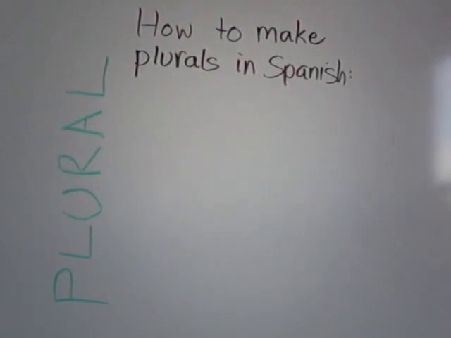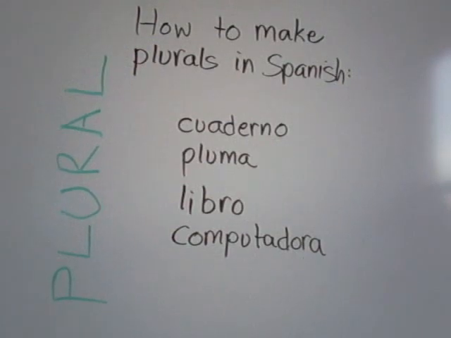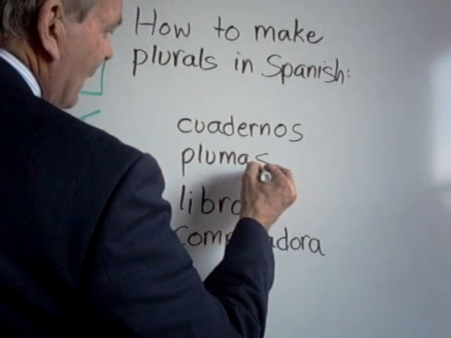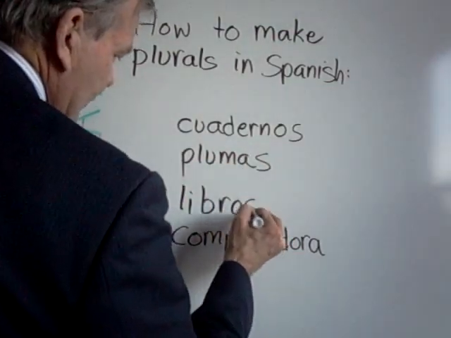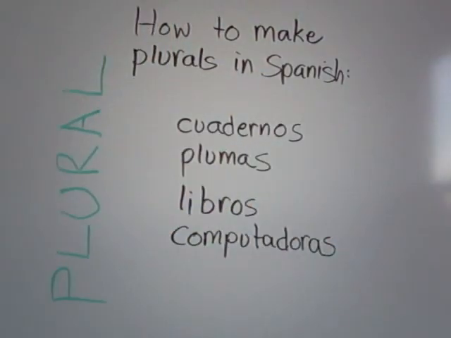Making things plural in Spanish is really easy. Oh, this is so easy. Cuaderno, a notebook, cuadernos. Pluma, plumas, those are pens. Libro, libros, those are books. Computadora, computadoras. Just like in English, you just put an S on the end. Ta-da! And you're done.